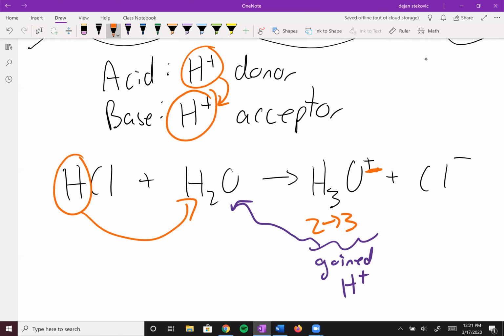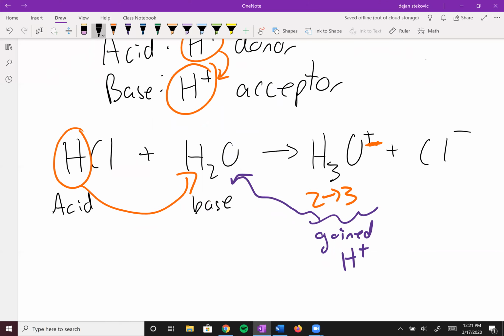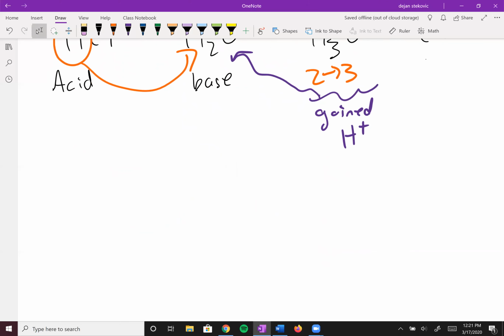And you can see the Cl minus lost an H plus. So in this case, this is the acid, and this is the base, right? You know this is an acid pretty simply, because if you know the nomenclature, this is hydrochloric acid. Let's take a look at another example.